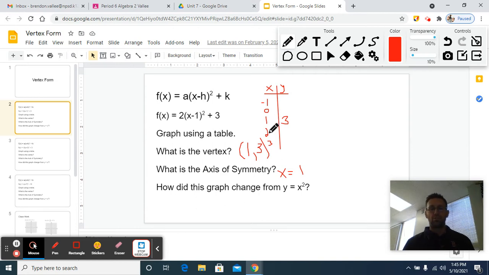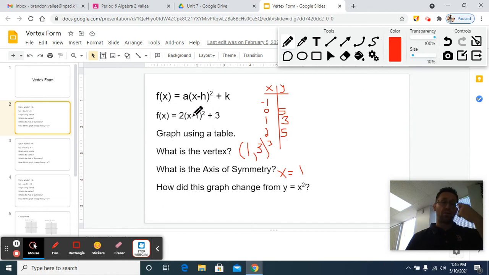So we're going to plug in 2 for x. 2 minus 1 is 1. Squared is 1 times 2. 2 plus 3 is 5. And that must mean that 0 makes 5 too, because these two have to be the same because of symmetry.